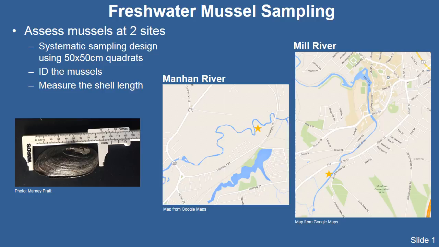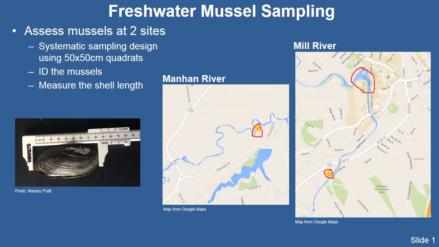In order to understand how Smith College is affecting the Mill River as we try to manage the sediment that builds up in Paradise Pond, one of the things we've been doing is assessing the impact or potential impact on freshwater mussels. We have been measuring mussels at two different sites, one in the Manhan River and another site in the Mill River. So here is Paradise Pond.